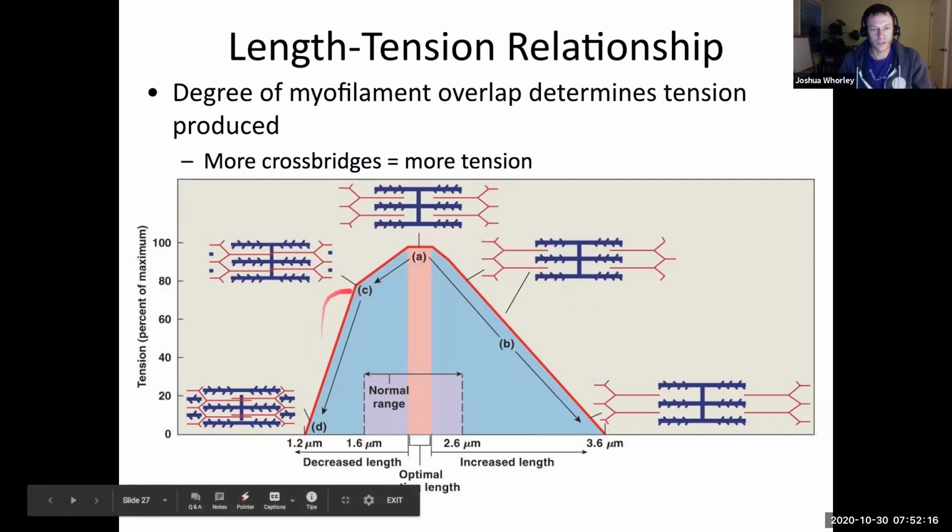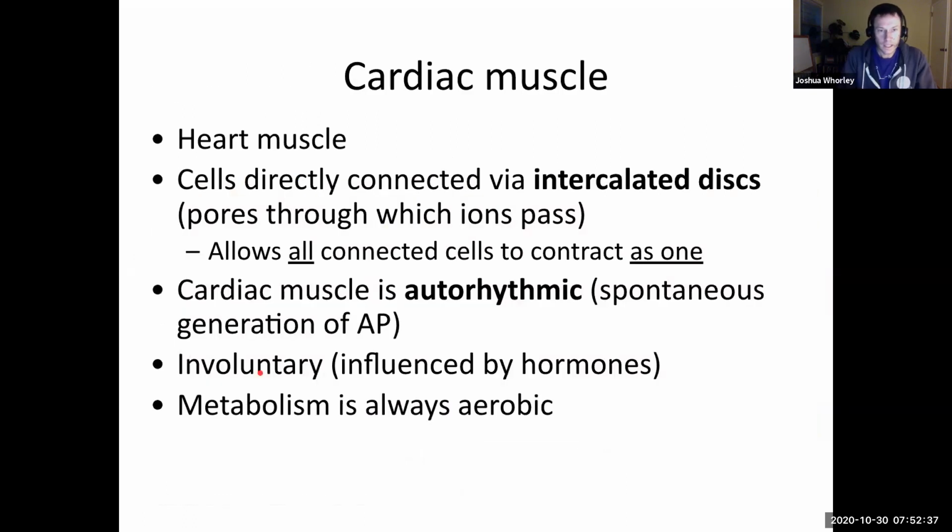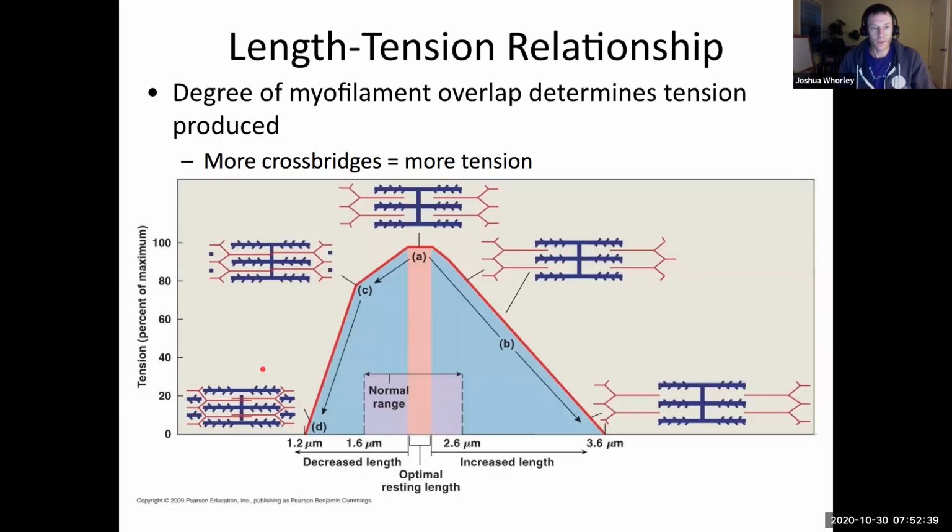So this is important to just recognize. This sets the limit for the total amount of tension that could be produced, even if this is completely doused with calcium ions, right? You can't get as much tension if you don't have the overlap, or if you have too much overlap, so much that you're pushing against the anchoring proteins or getting into the opposite side of the sarcomere.